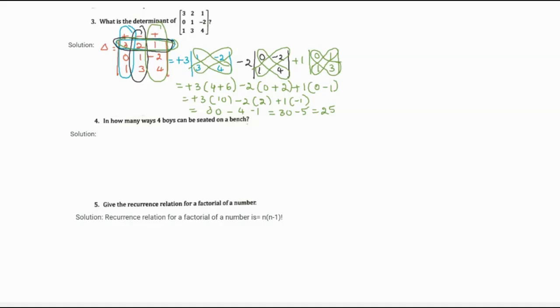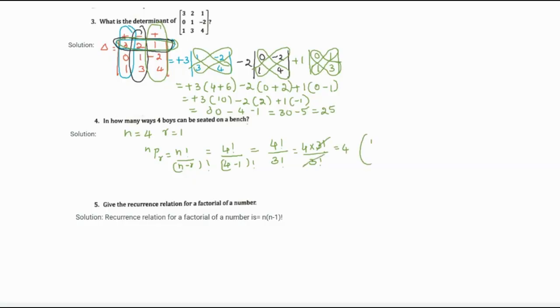Now moving with the next question, in how many ways can 4 boys be seated on a bench? Here the total number of boys is 4. The arrangement is to be done on only one bench. So it will be nPr. nPr is n factorial divided by n minus r factorial. So 4 factorial divided by 4 minus 1 factorial. We can write 4 factorial divided by 3 factorial. That will be 4 into 3 factorial divided by 3 factorial. Then 3 factorial cancels, it will be 4.